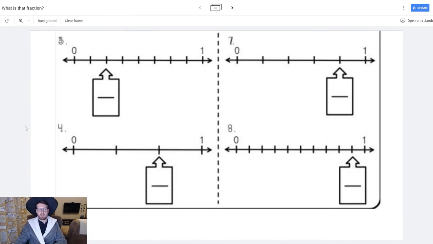Welcome back, students. It's going to be a quick one today. We're just going to review this skill, finding fractions on a number line.